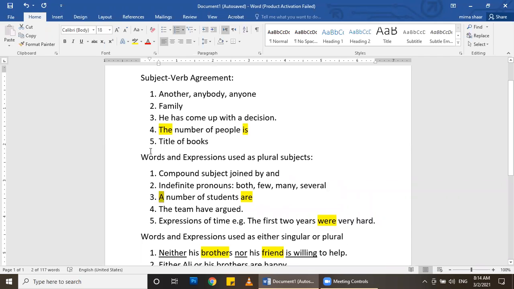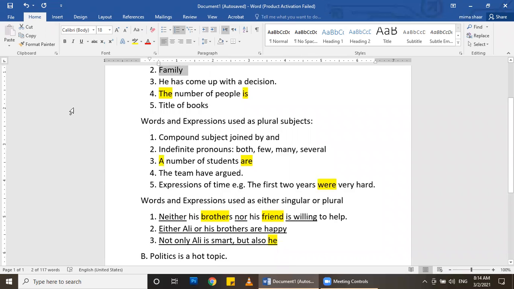Here also we said that whenever a collective noun or collective subject, like family, is considered as one unit, it is used as singular. Consequently, whenever the collective noun is not functioning as one unit, I consider it as plural. For example, the jury have come up with a decision.